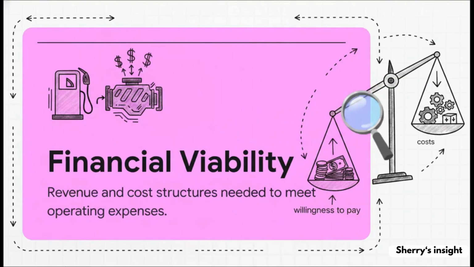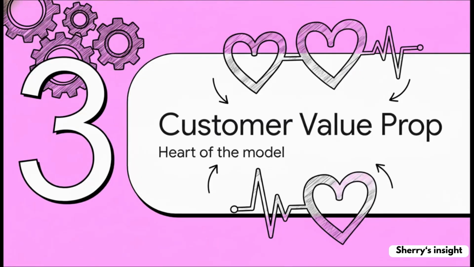And the fourth component is financial viability. This is the fuel that keeps your engine room running. It defines the revenue and cost structures you need just to meet operating expenses. And it's really vital to understand something here. This isn't just about making a ton of money. It's about carefully, meticulously balancing what it costs you to deliver your value against what your customers are actually willing to pay for it. Moving right along to Section 3, Customer Value Proposition.